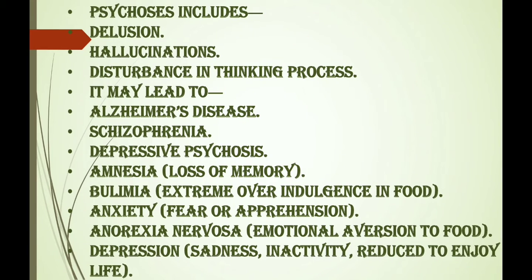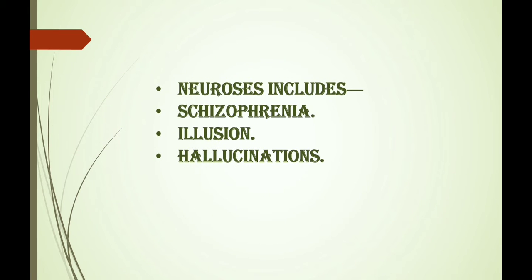If we talk about the mental illness, that is psychosis, then it includes delusions, hallucinations, disturbance in thinking process. Here, whatever you think, you imagine, you feel like the things are happening in front of you. That is psychosis. And it may lead to certain kinds of diseases like Alzheimer's disease, schizophrenia, depressive psychosis, amnesia, that is loss of memory, bulimia, that is extreme overindulgence in food, anxiety, anorexia, or depression. Now, second condition of mental illness is neurosis. Neurosis includes schizophrenia, illusions, hallucinations.